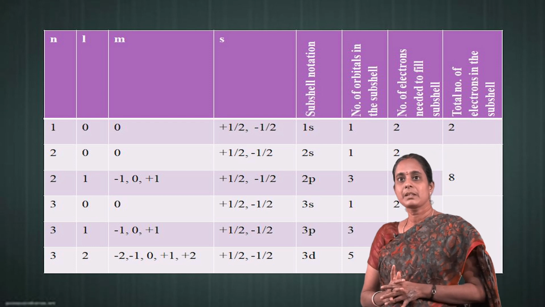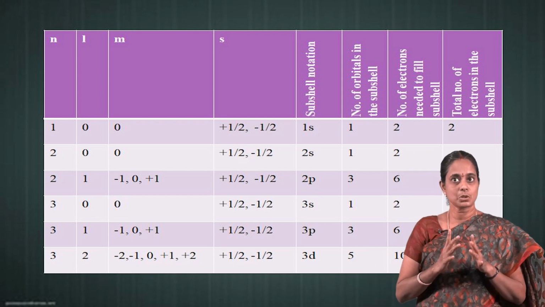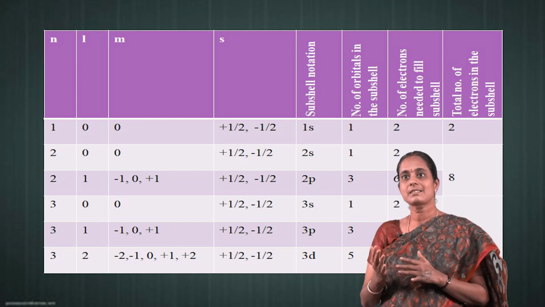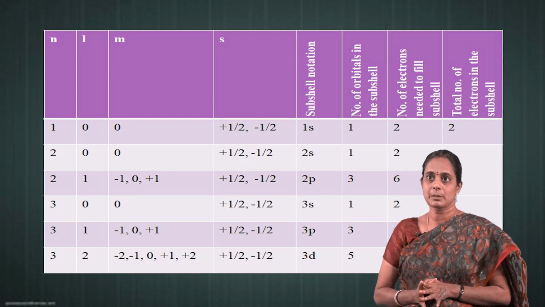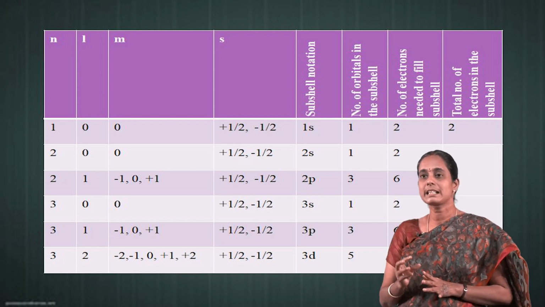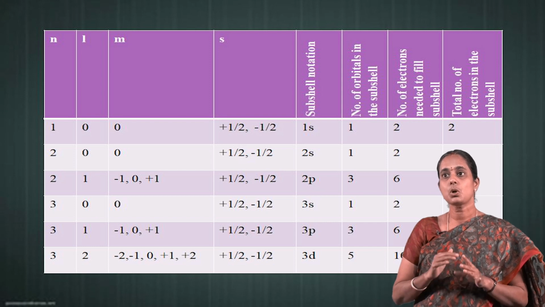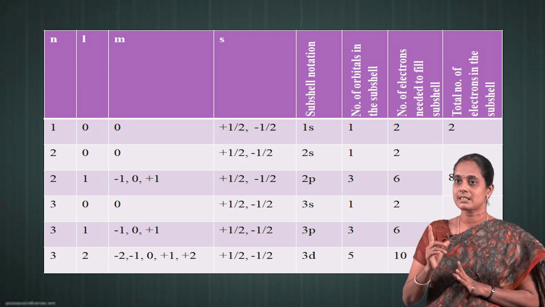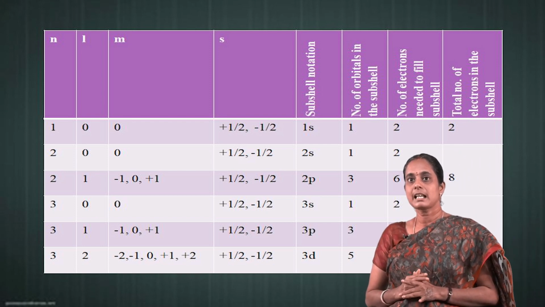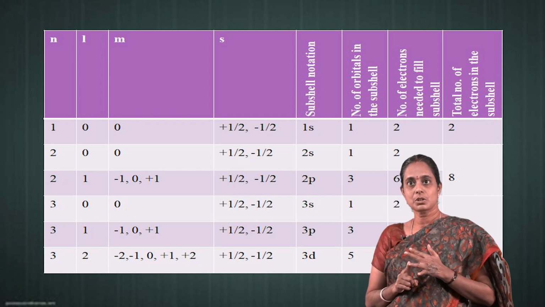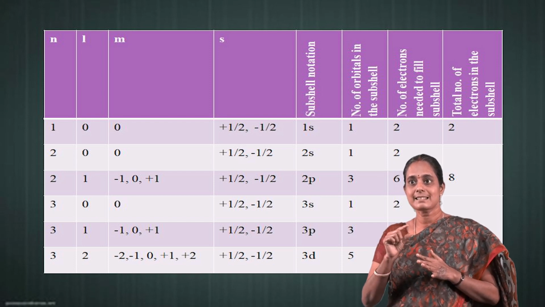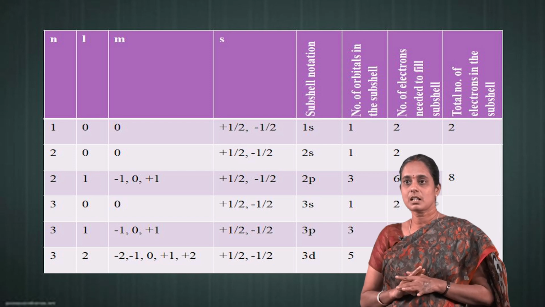So, now let us see, if n is equal to 1, l is equal to 0, m is equal to 0 and the spin quantum number is either plus or minus half. The number of orbitals in the first shell is 1, and the number of electrons needed to fill it is 2. So, the total number of electrons in the first shell is 2. In the second shell, there are two possibilities. There is n is equal to 2, l is equal to 0, m is equal to 0, s is equal to plus or minus half. That is the s orbital, in which 2 electrons are accommodated.